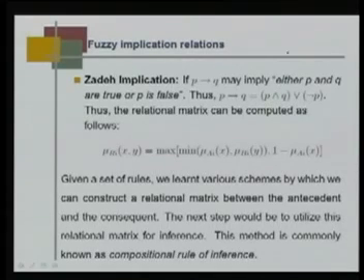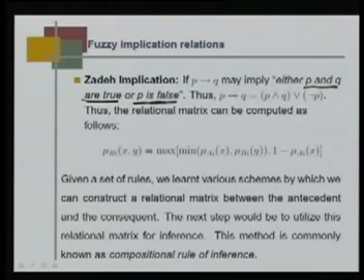Fuzzy implication relation, another category which we will call Zadeh implication. If P implies Q, it may imply either P and Q are true or P is false. Just like in the local Mamdani rule, we say P and Q are true. Thus, P implies Q means either P and Q are simultaneously true, which is the Mamdani local rule, or P is false, in which case P implies Q has no meaning.